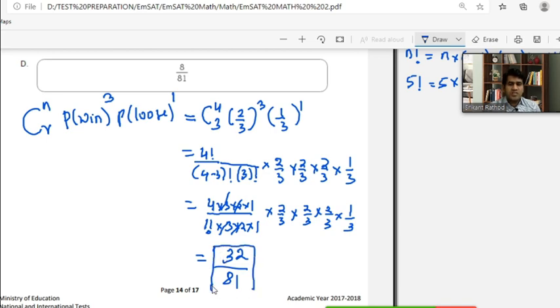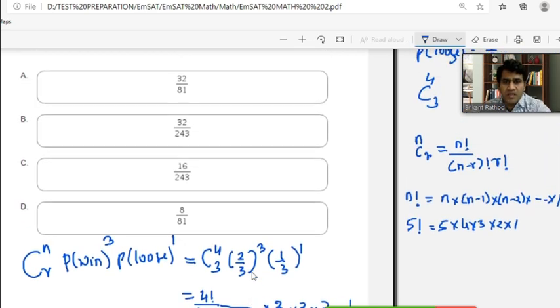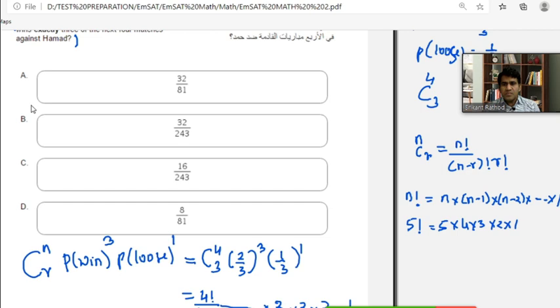So this is the answer. And which choice provides 32 by 81 here? That's option A. Option A is the right answer to this question. All right, so please remember this rule to answer this kind of question. This question depends on the combination and the probability as well.